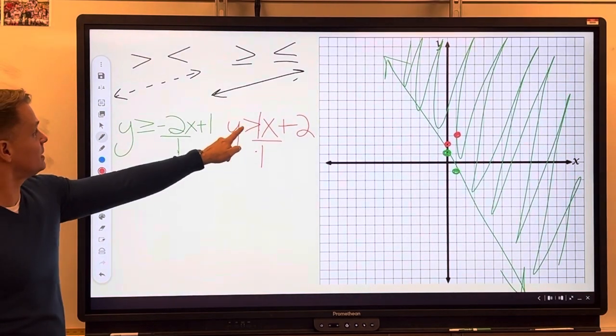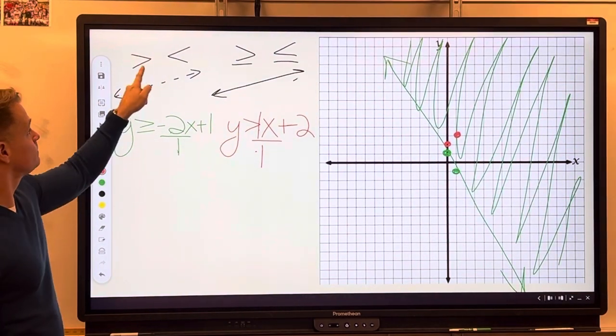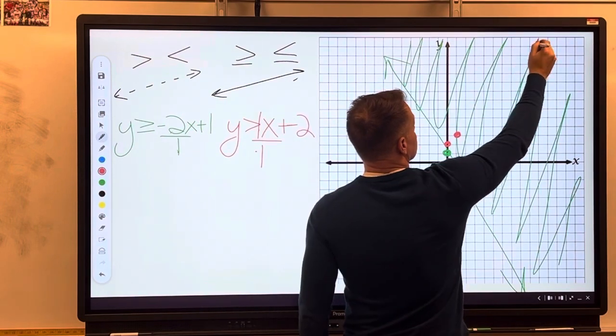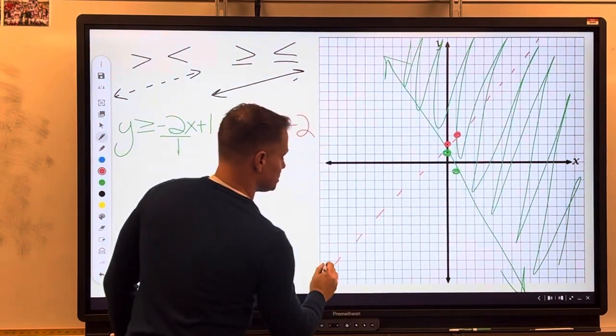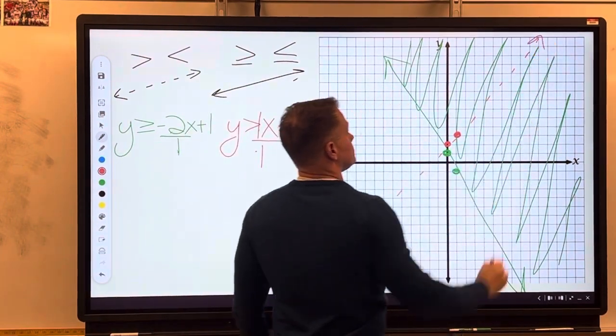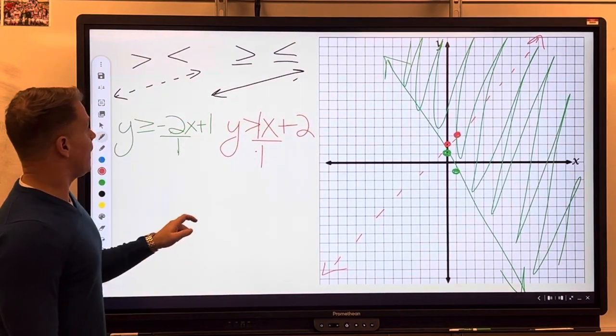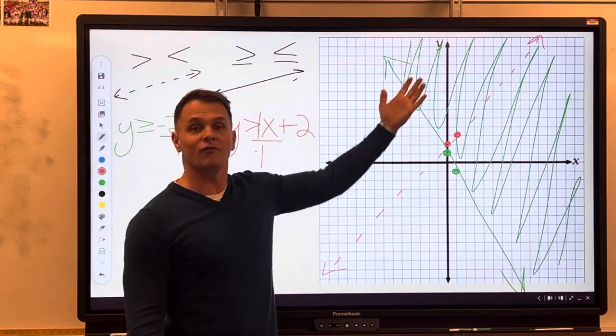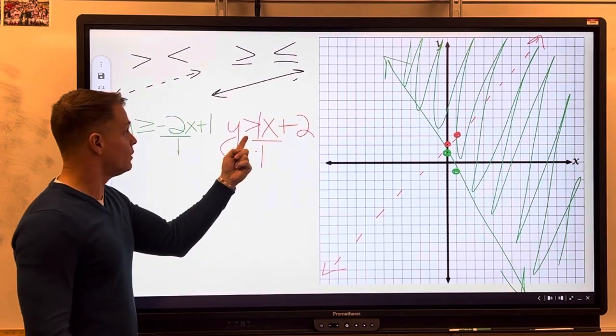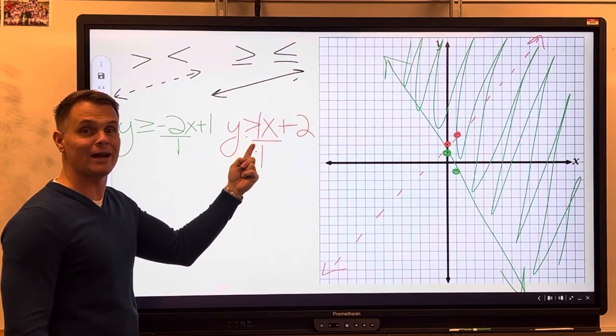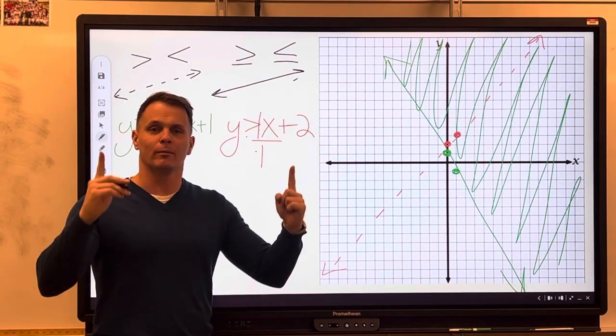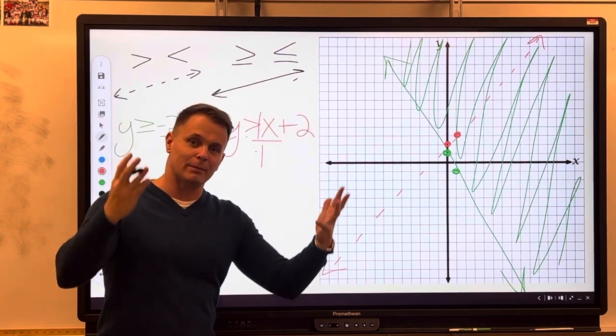So this is a dashed or dotted line. So I'm going to draw a dashed line going through it. And do I shade above or below? This will tell me right here. It says y is greater than. Greater than, remember, means you shade above. Less than means you shade below.